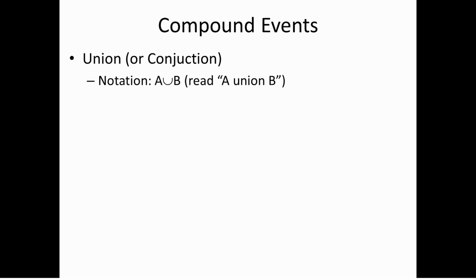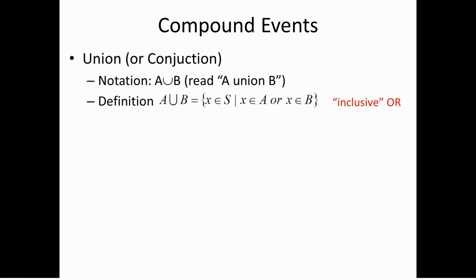We're going to say that A union B, that's what that notation means, is the set of all elements in the sample space that are in A or in B. Now it's very important to realize that this OR is what we call an inclusive OR. Let me show you what that means.